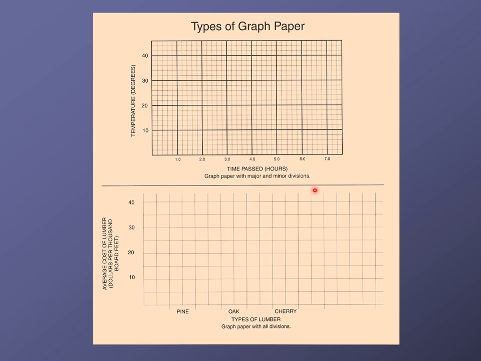Now this is a different type of graph. We want to show you that graphs may be absolutely different. Here in this graph, we have some types of lumber, and we are trying to plot the average cost of those lumbers. Types of lumber are independent, but the cost of lumber depends on what type of lumber we're talking about. There are 3 kinds: pine, oak, and cherry.